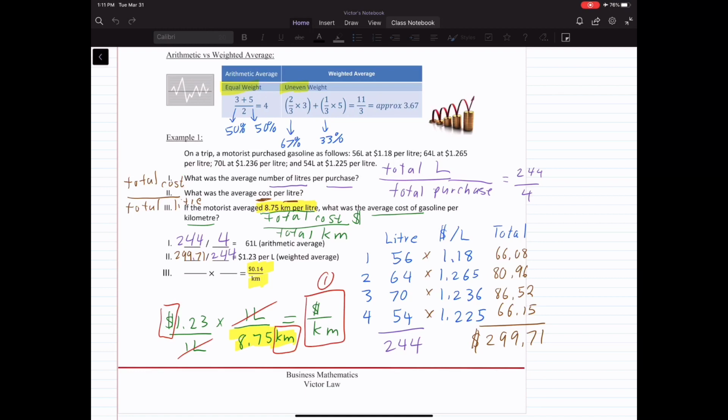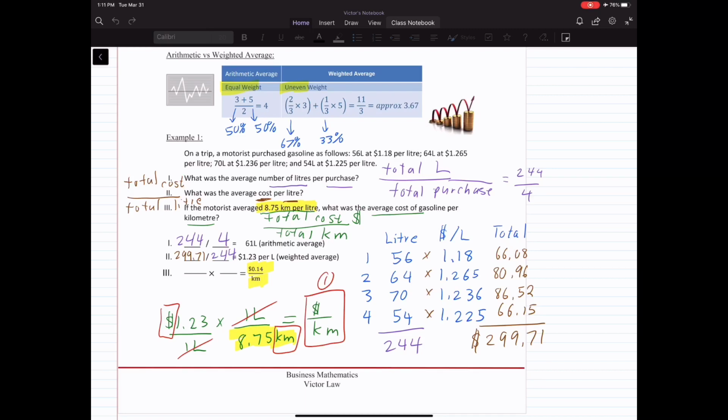And this is an example of arithmetic average because we're assuming that each purchase has the same weight. Each purchase has a weight of 25%. So this is therefore an example of arithmetic average because they have the same weight. That's part 1. Part 2, what was the average cost per liter?